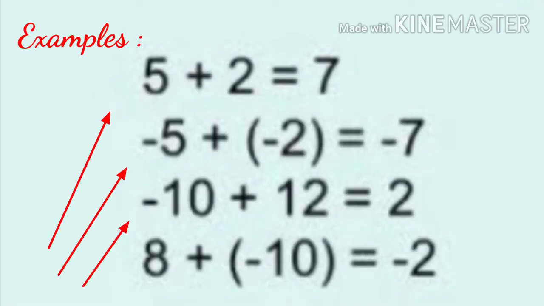For example, when we add 5 and 2 of the same sign, we get the answer 7 of the same sign. Similarly, when we add minus 5 and minus 2, we get the answer as minus 7. Minus 10 plus 12 gives plus 2. When we add minus 10 and plus 12, which are of different sign, we get plus 2, the sign of the larger integer. Here the larger integer is plus 12.